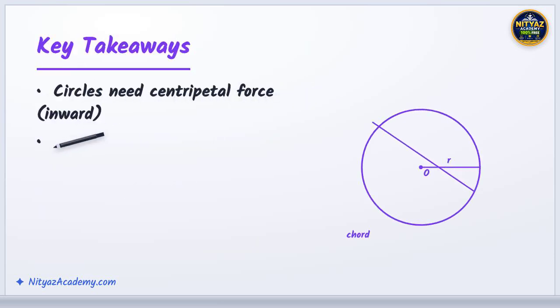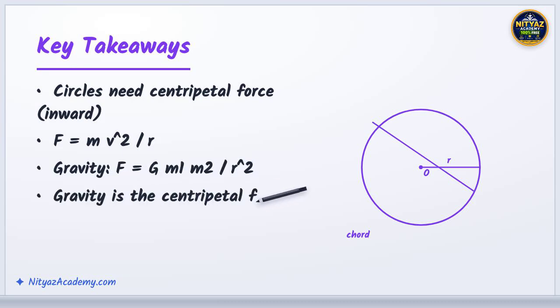Let's bring it together. Circular motion always needs an inward centripetal force equal to mass times velocity squared over radius. Gravity follows an inverse square law, weakening rapidly with distance. And in space, that gravity is the very centripetal force holding moons and planets in orbit. One elegant idea links a thrown ball to the whole solar system.